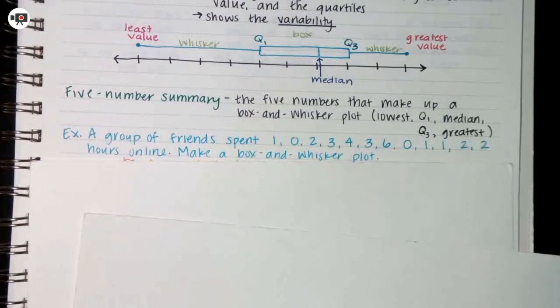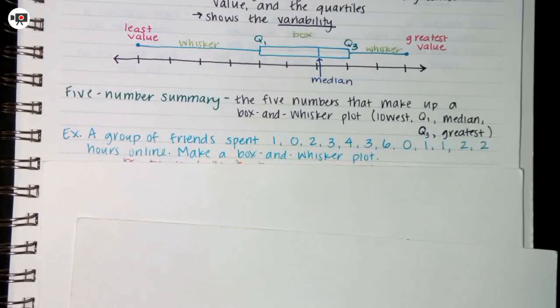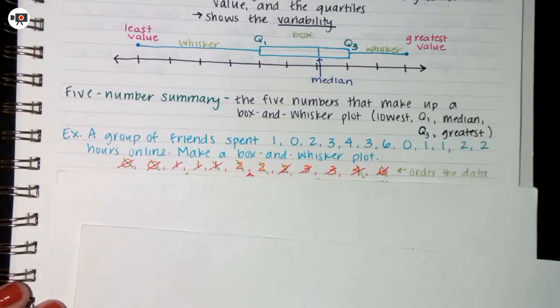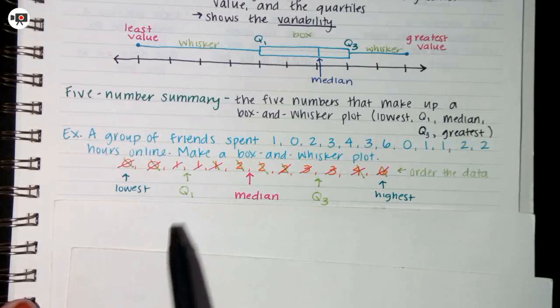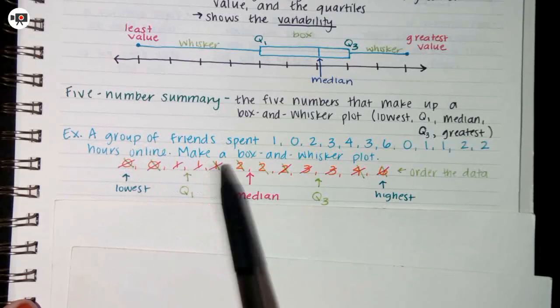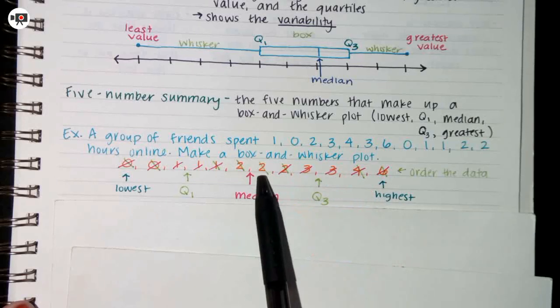A group of students spent these numbers of hours online. We're going to make a box-and-whisker plot. To do that, first we're going to put them in order, and we're going to find the five-number summary. So first we find the median, and that I did in pink, crossing off the same number on the left and the right. Between 2 and 2 is 2.